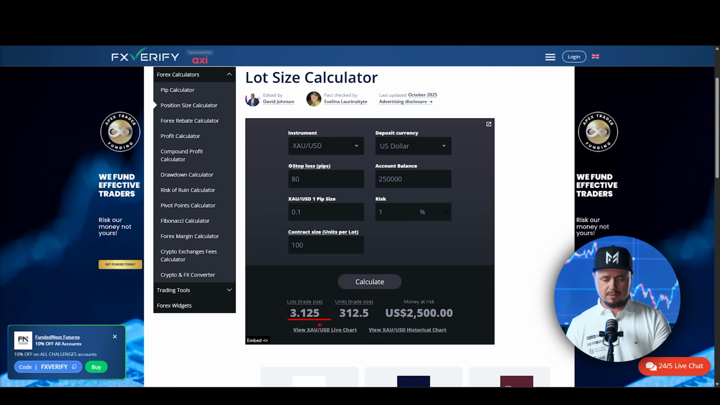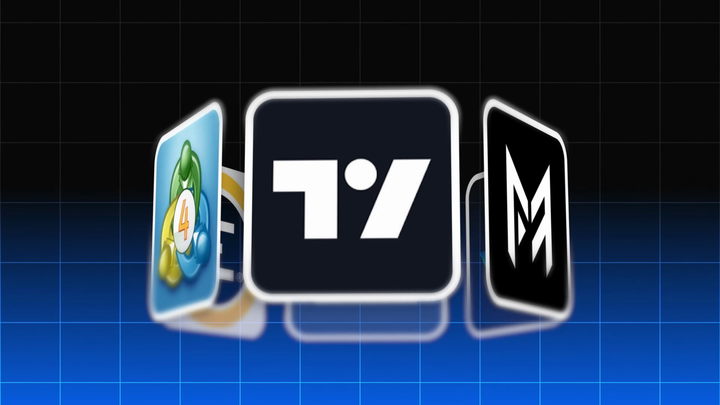So if you use this lot size and this stop loss, you will risk $2,500 if you have an account of $250,000. So it's very helpful. You can calculate your risk very quickly. Okay, let's go to MetaTrader 4.